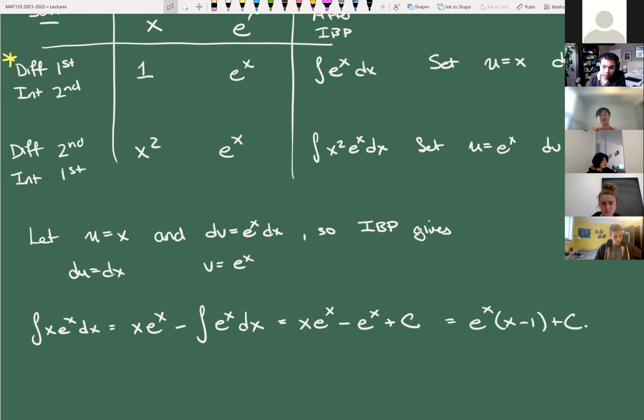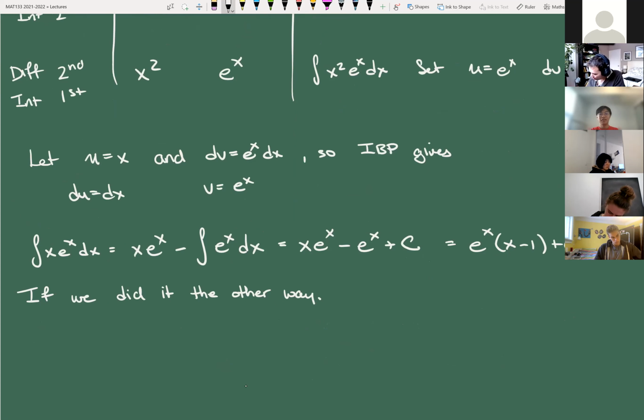Now, you could do it the other way. There's nothing saying you can't do it the other way. You don't get a wrong answer. You just don't get an answer that you can solve. So if we did it the other way, what would we get? Let's set u to be e to the x, dv is x dx, and du is therefore e to the x dx.